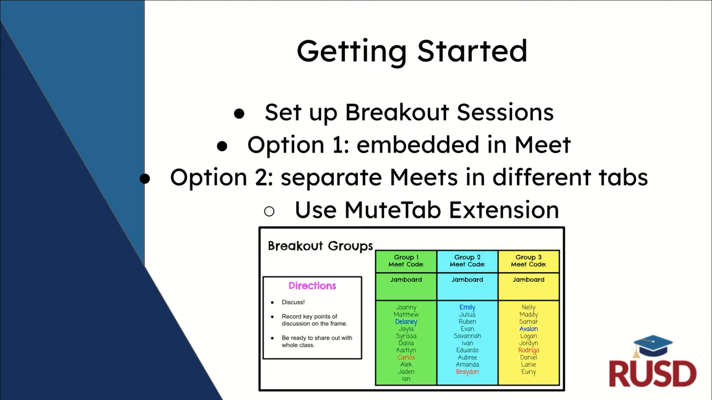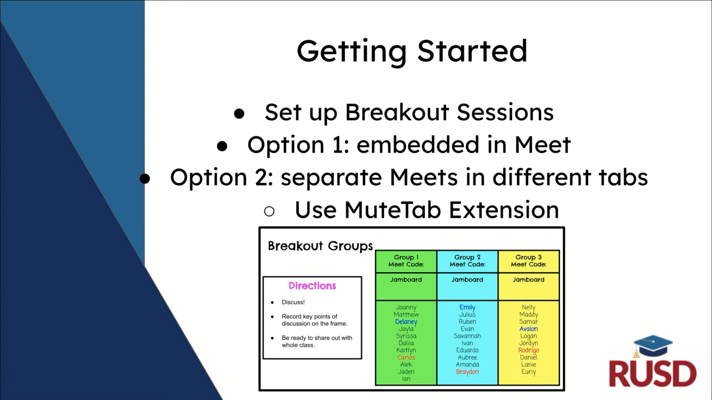To get started, you will need to set up your breakout groups. There are two ways to do this. The first option is using the breakout feature that is embedded in Google Meet. To use this feature, you simply select the number of breakout rooms you'd like to create and either allow Meet to randomly assign students to those rooms, or you can click and drag individual student names to the rooms.